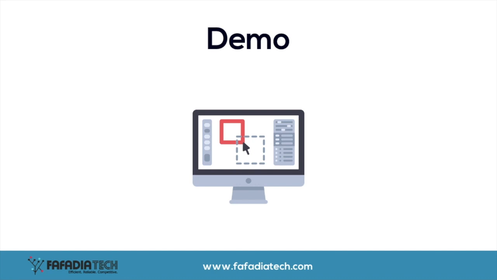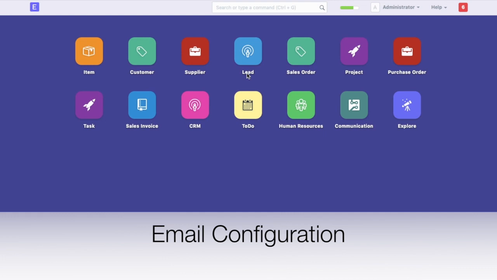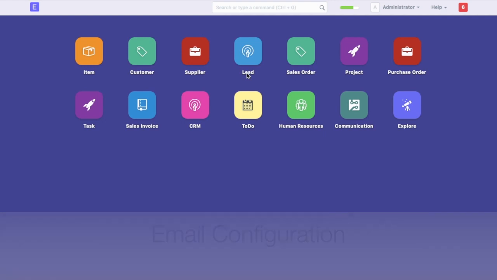This is the last part of the video where I'll be giving a demonstration on one of the use cases, which was the first use case that I explained, which is related to sales. Let's take a look at how you configure the email address in order to fetch all the emails and show them up as a lead on ERPNext.